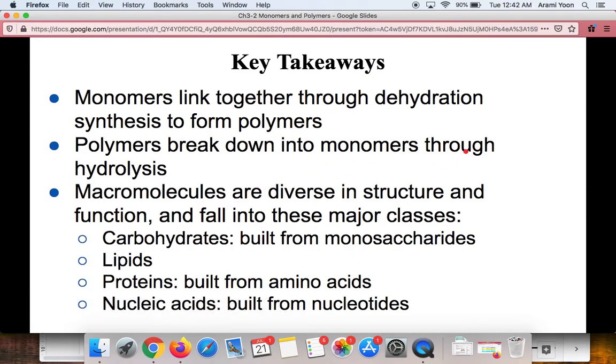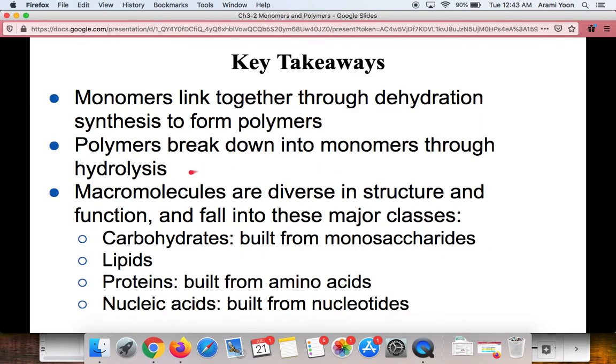Here are your key takeaways. Monomers link together through dehydration synthesis to form polymers. Polymers break down into monomers through a process called hydrolysis. And remember, both dehydration synthesis and hydrolysis are catalyzed by enzymes, which are, of course, a type of protein. Macromolecules are very diverse in their structure, which makes them diverse in their function, and they fall into these four major classes: carbohydrates, which are built from the monomer monosaccharides; lipids, which have different types of components; proteins, which are built from the monomer amino acids; and nucleic acids, which are built from the monomer nucleotides.